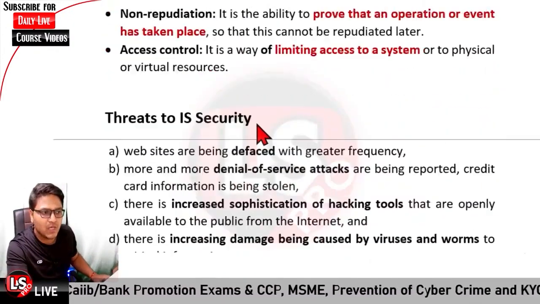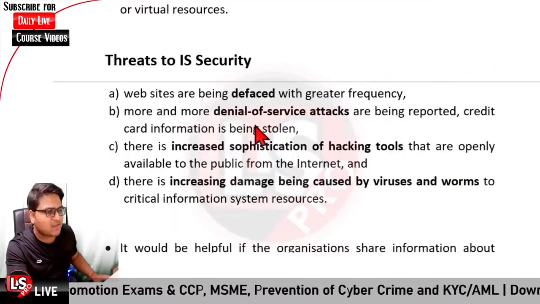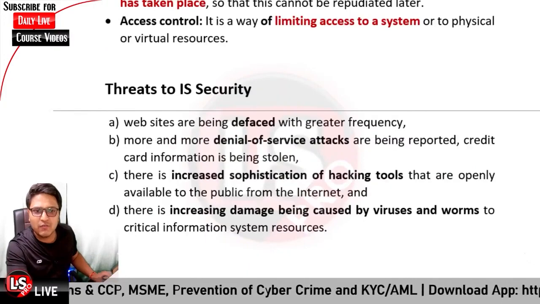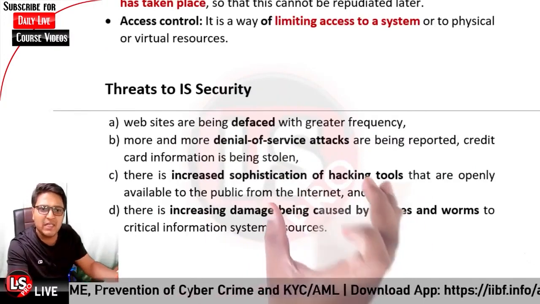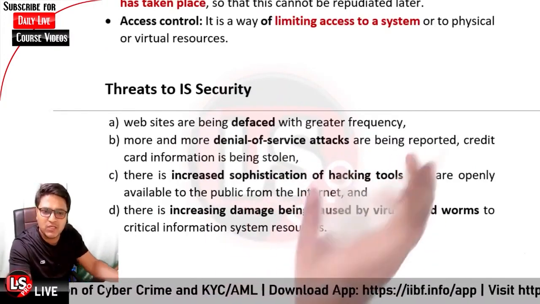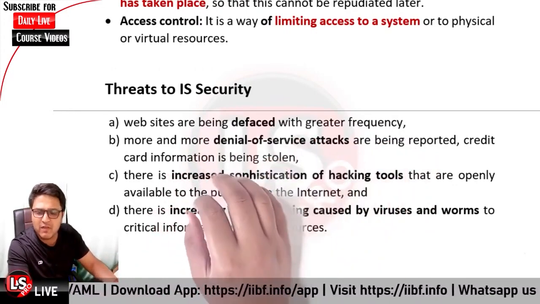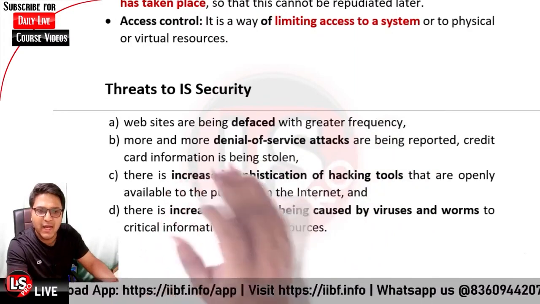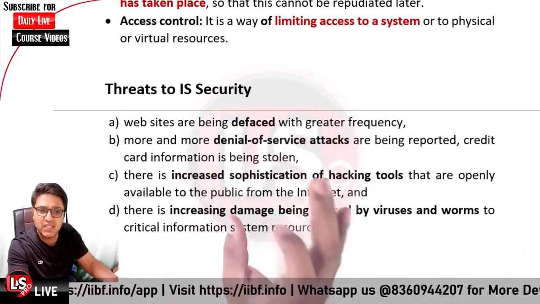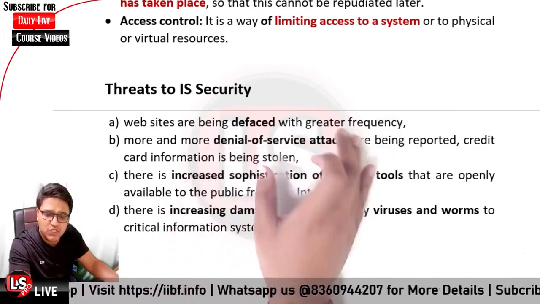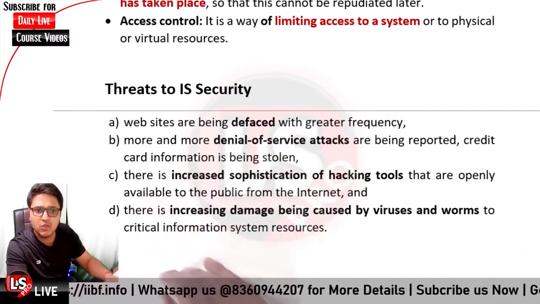So what are the threats to IS security? Websites are being defaced with greater frequency. What do you mean by being defaced? Many websites have been copied over, and these could be used in events of phishing or vishing. We will be learning about those terms also.